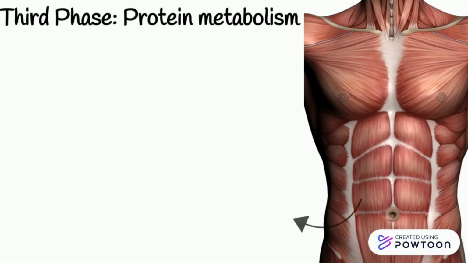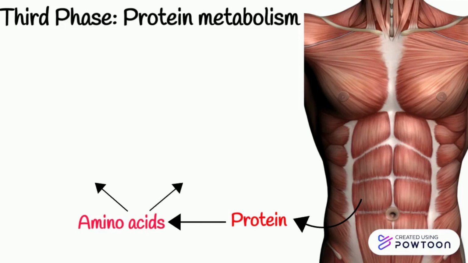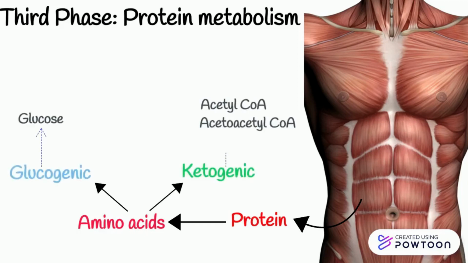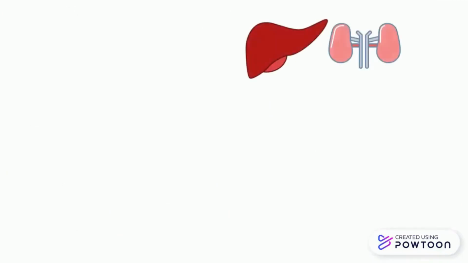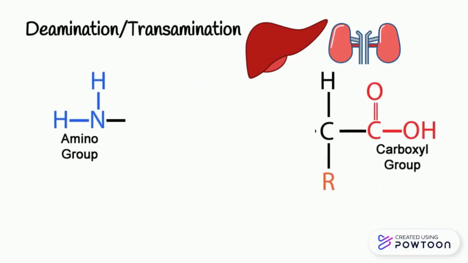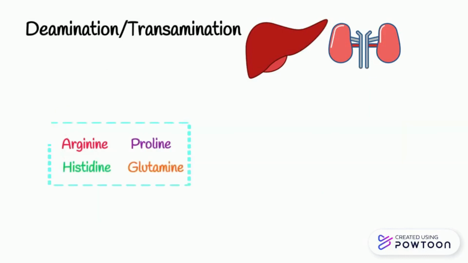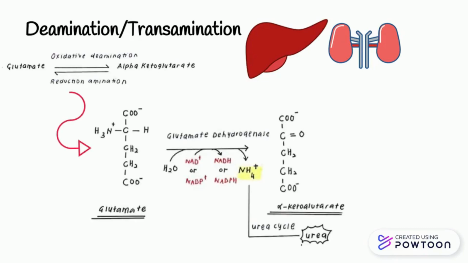The muscles contain protein that can be broken down into amino acids. Depending on the side chains, amino acids can be degraded into many other metabolic intermediates that can be categorized as glucogenic amino acids and ketogenic amino acids. In the liver or in the kidneys, amino acids must first go through the deamination process to remove the amino group. Most amino acids can be deaminated directly, but some need to be transformed into a keto acid to form glutamate. As an example, glutamate will proceed to be deaminated into alpha-ketoglutarate.